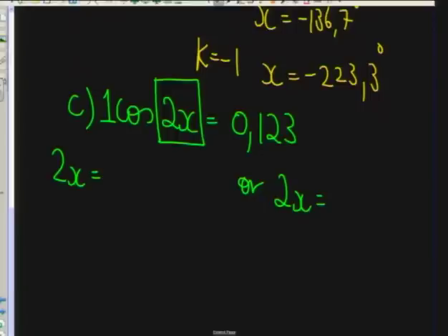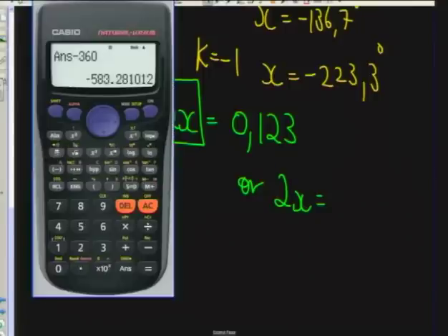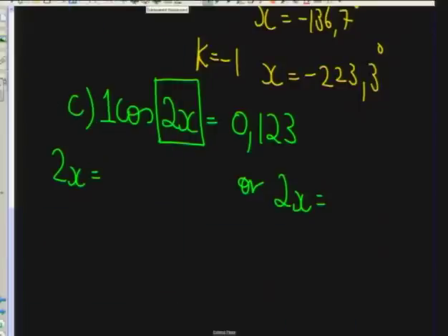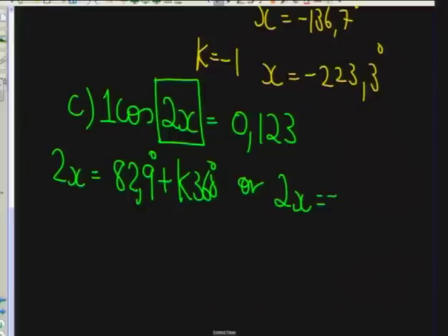So when the coefficient of the trig ratio is 1, we can automatically go back and find out the angle that gives us 0,123. And that would be 82,9. So we've got 2x is equal to 82,9, the calculator angle, and at the same time I've got to fill in the period. Or 2x equals, remember the cos function is symmetrical about the y-axis, so I need the angle that's symmetrical to 82, which is negative 82. I don't have to think about anything with the cos function. And I just fill in its period.